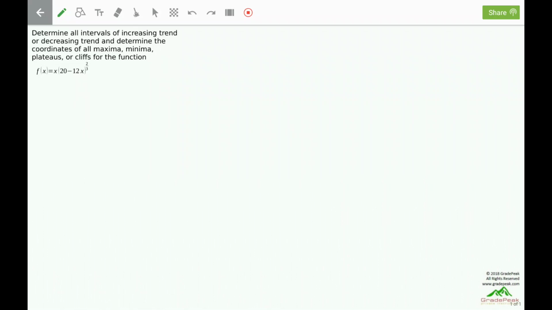Determine all intervals of increasing trend or decreasing trend and determine the coordinates of all maxima, minima, plateaus, or cliffs for the function f of x equals x times (20 minus 12x) to the 2/3. The first thing to do is find the domain.